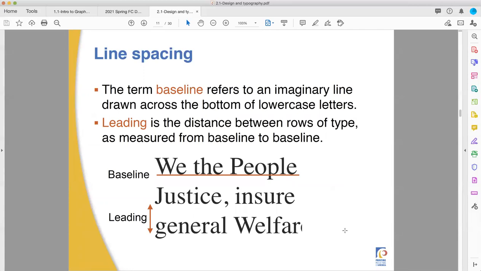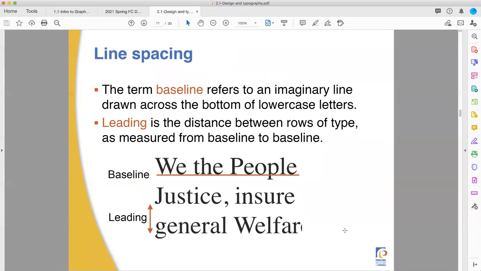Leading. Leading is the name of the distance between two lines of text, between the two baselines. Baseline to baseline is leading. This can be handled completely automatically in InDesign and Illustrator, and even Photoshop can do this. If you're doing it in Microsoft Word, you would know this as line spacing.